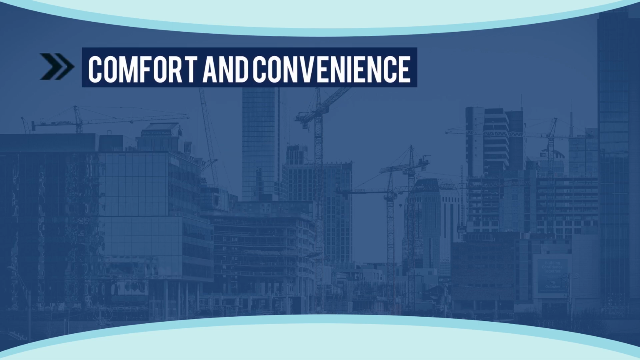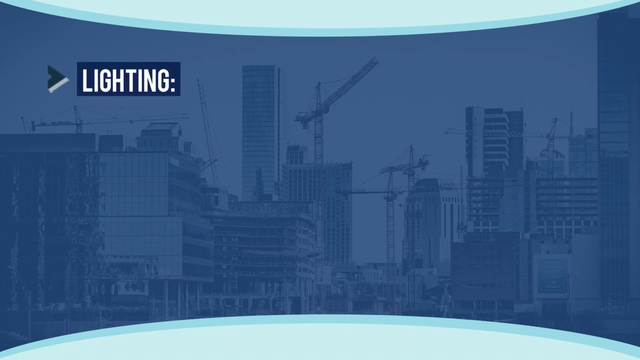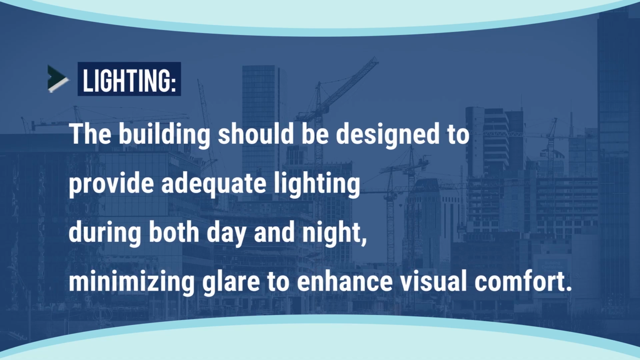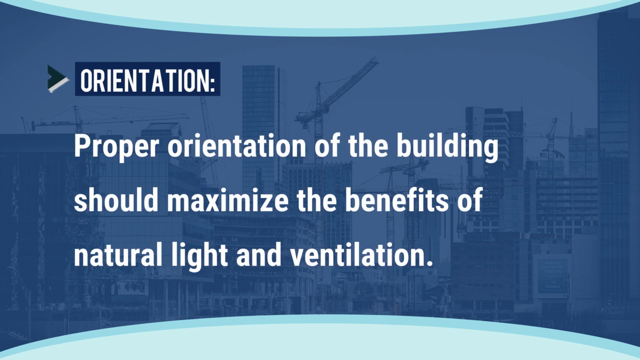So, first is comfort and convenience. Comfort and convenience are fundamental to the functional planning of any building. To achieve this requirement, consider the following points. First is lighting. The building should be designed to provide adequate lighting during both day and night, minimizing glare to enhance visual comfort. Second is orientation. Proper orientation of the building should maximize the benefit of natural light and ventilation.